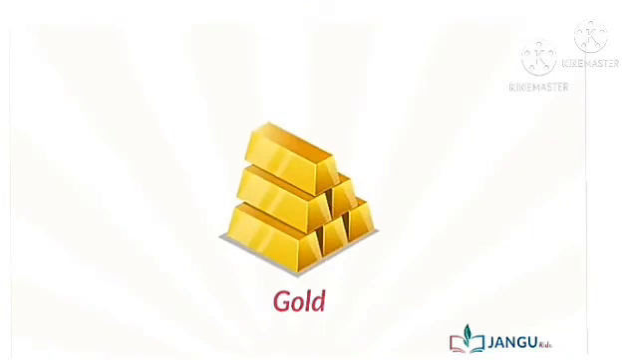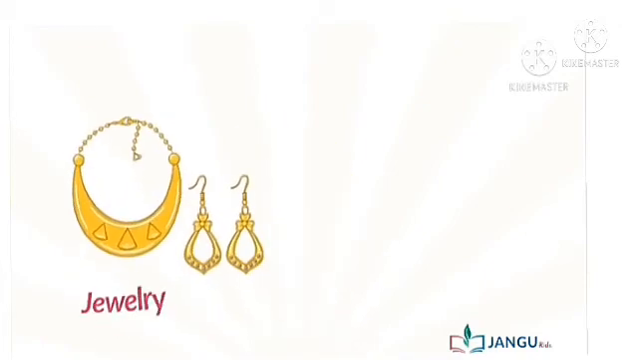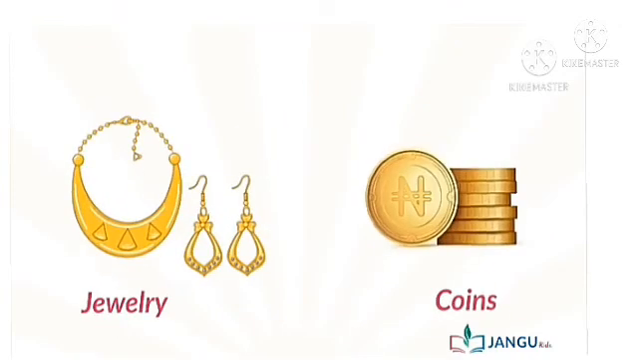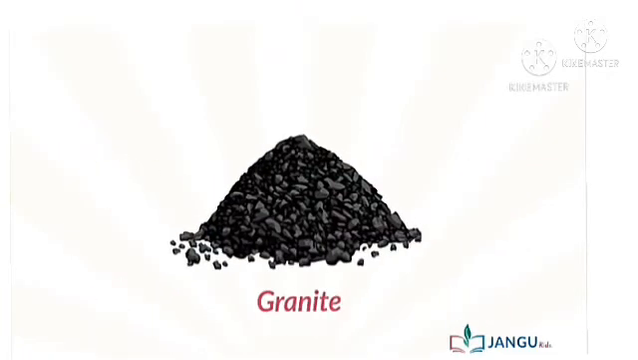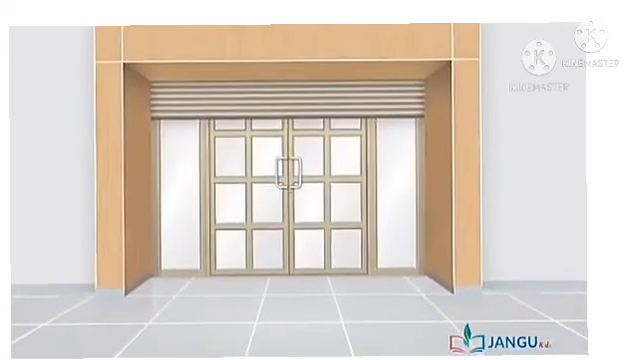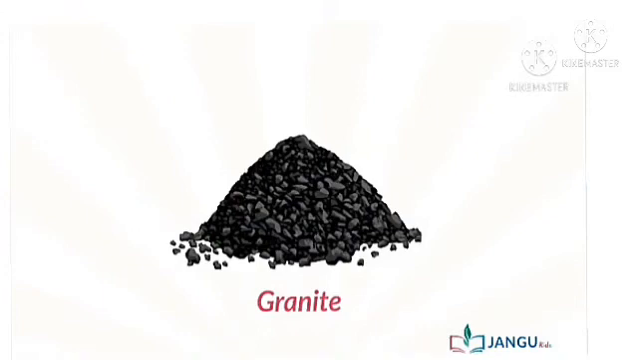Then we have gold. Gold is also a mineral resource. Gold is mined from under the earth and is used for making jewelry and coins. Gold coins, yes. And it's very valuable, very, very expensive. All right. Then the next natural resource we'll be looking at is granite. Granite are rocks broken down. They are used for construction purposes, for building of houses and roads.